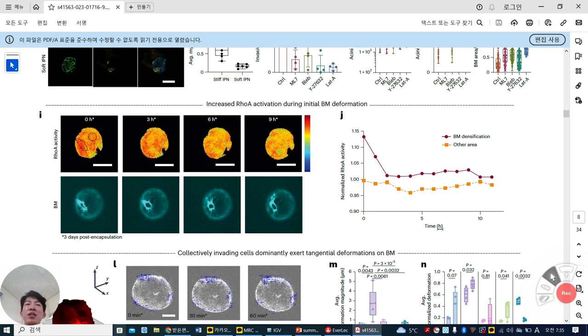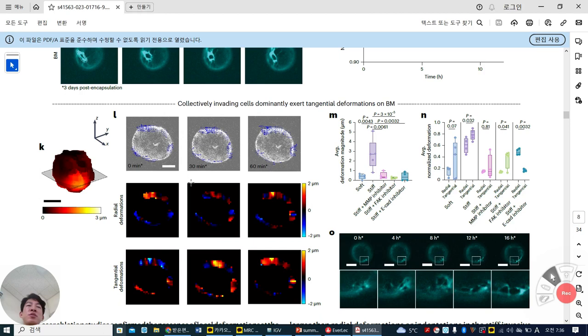So they try to say that they didn't quantify using Western blot or other things, but after making the basement membrane, the collective cells changed a certain part of the basement membrane and are making this hole. And now they start to migrate to the other side.